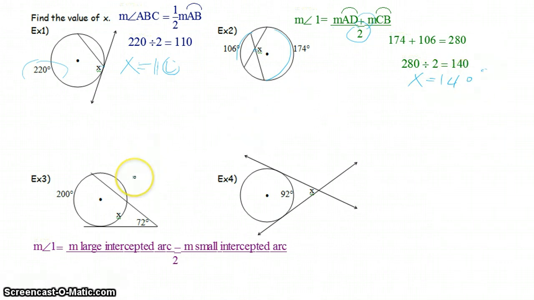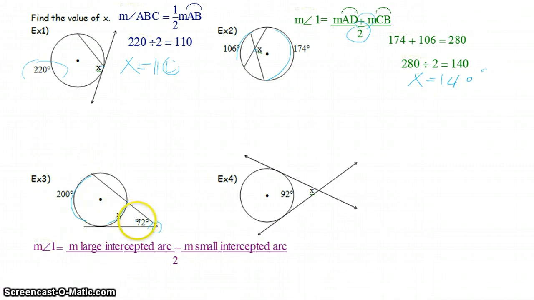Take a look at our third example down here. We focus on the fact that the angle is on the outside. So when the angle is on the outside, we still look at the intersected arcs, but in this case, we always subtract the smaller from the larger. In this case, our smaller one has a measurement of x, and our larger one has a measurement of 200.